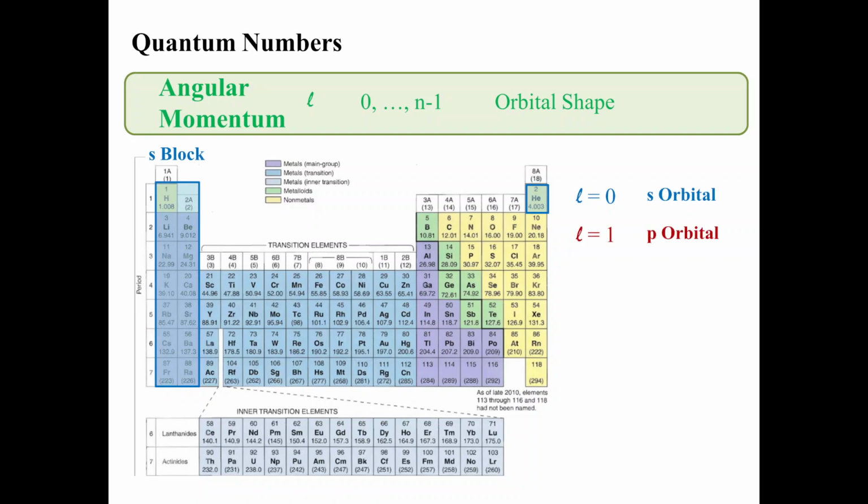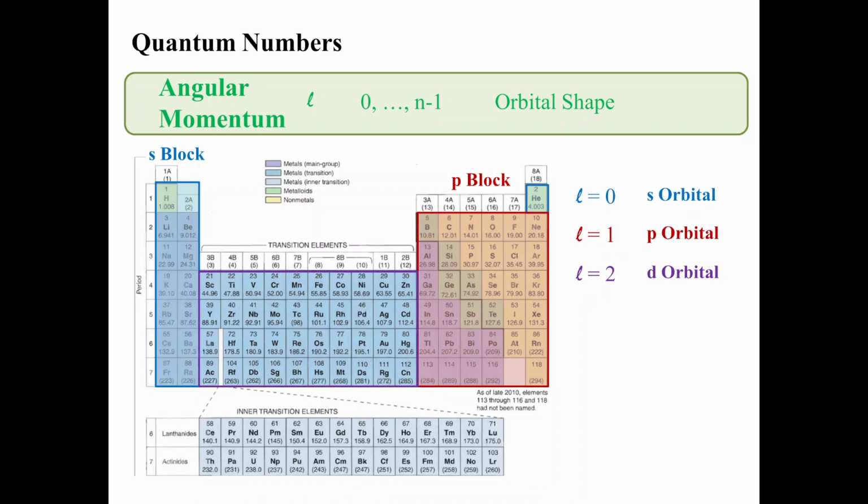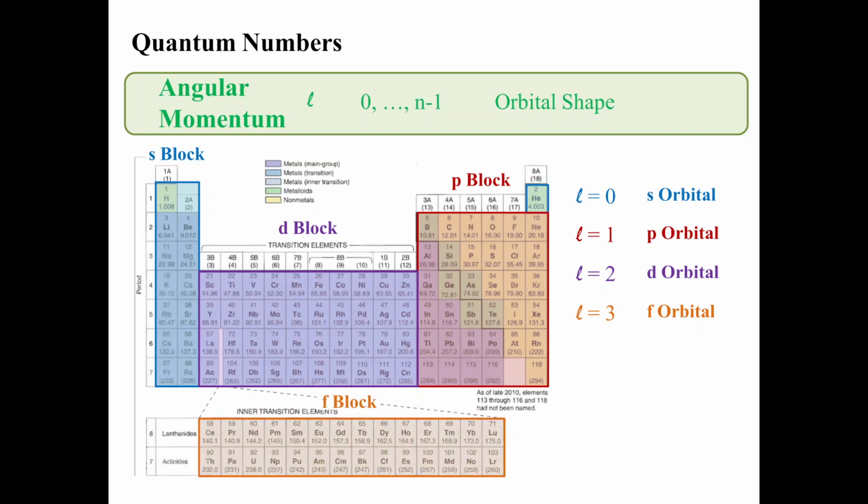When L is equal to 1, or we have our p orbitals, this is located in the p block, which is on the far right of the periodic table. And then if we go into the middle, where our transition metals are, we'll have L equals 2, which is our d orbitals, and this is called our d block. And lastly, when L is equal to 3, we'll have our f orbitals, and this will be for our lanthanides and actinides. This is known as the f block.